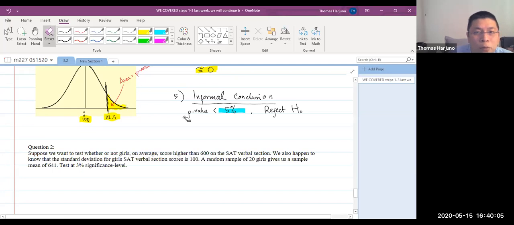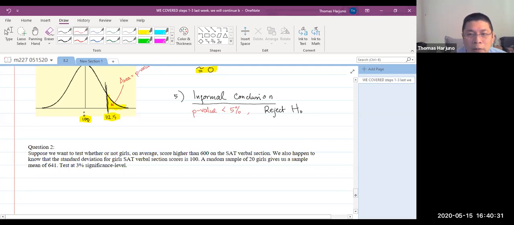Actually, I have to change this. Let me write it in a column. The p-value is less than 5%, therefore we say reject null hypothesis. Now, again, the one you need to write is the one in black. If I write it in red, you don't have to write it. But I write it in red here so that you see the reasoning.